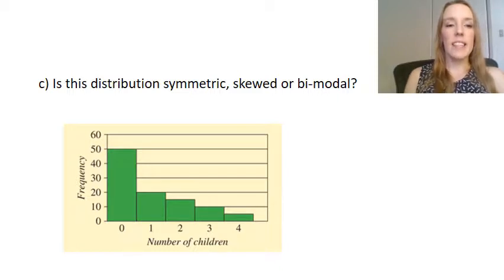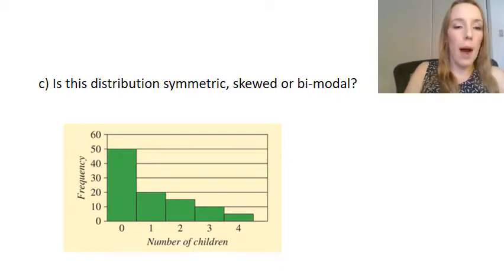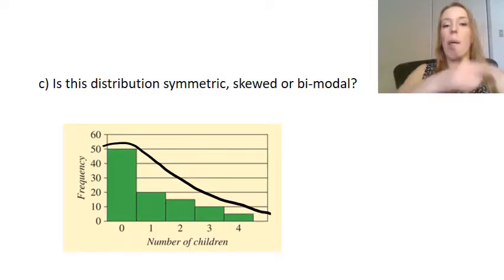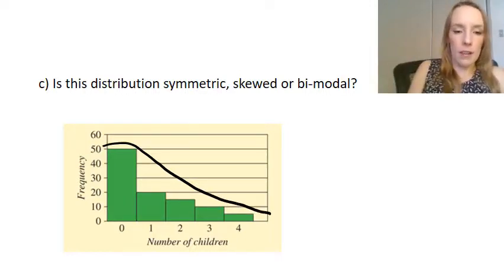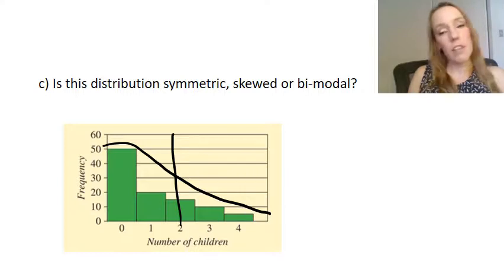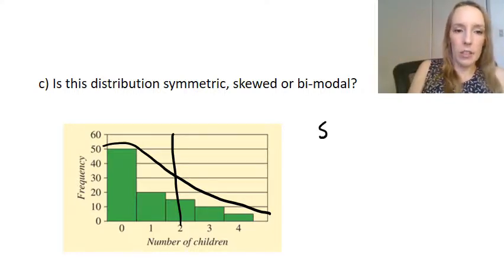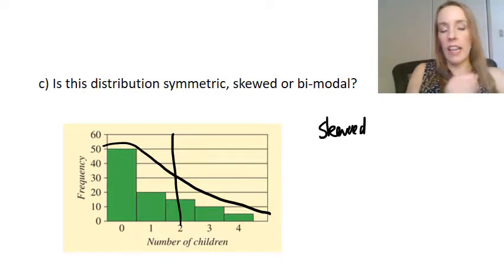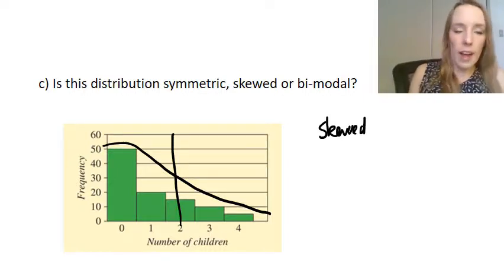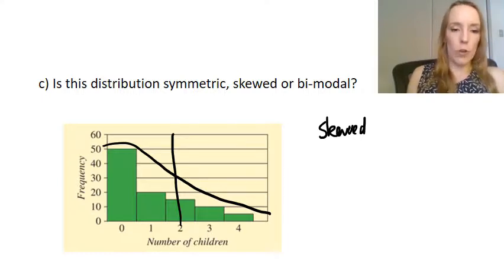C. Is this distribution symmetrical, skewed, or bimodal? Well, if we have a go like this, that's how our distribution is, and the center is here, so it's definitely not symmetrical. It's not bimodal, so we would say that it is skewed. You can see it's all been pushed towards the left. It's heavy at the smaller end, so more people have 0 or 1 children than have 3 or 4 children.